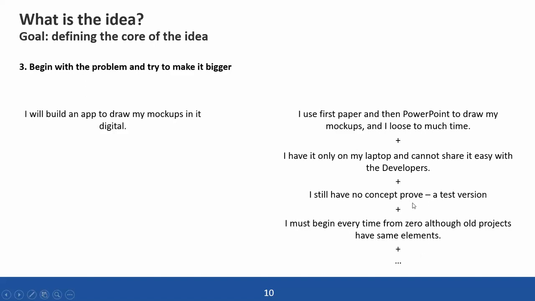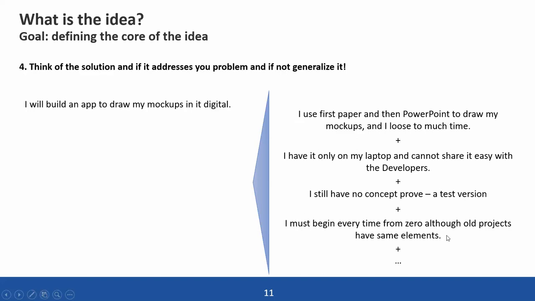These are the 3 additional top problems, and you can see that losing time is more a consequence of these problems and not so much a problem in itself. So you can see that my solution should address more these 3 problems instead of this. So what you have now to do is focus on those problems, re-evaluate your idea and generalize it.